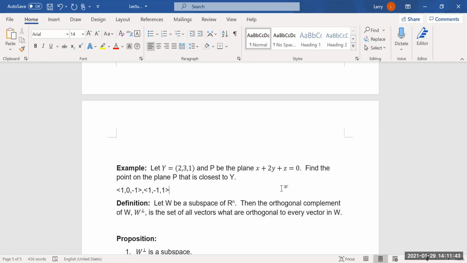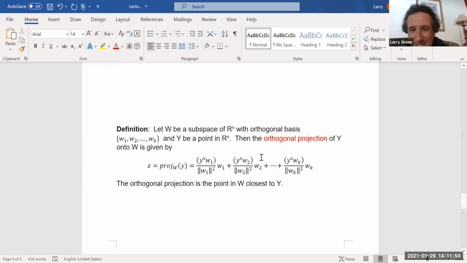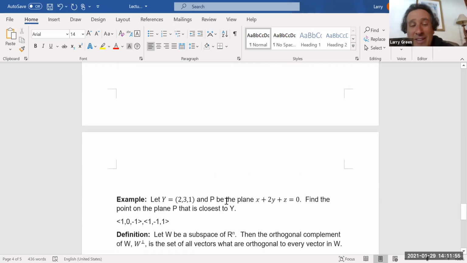Zero. I get 0. Why is that good? They're orthogonal. Yeah, now let's go back to this definition. We need an orthogonal basis. So I just found an orthogonal basis, luckily.